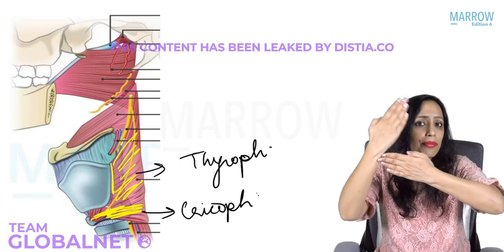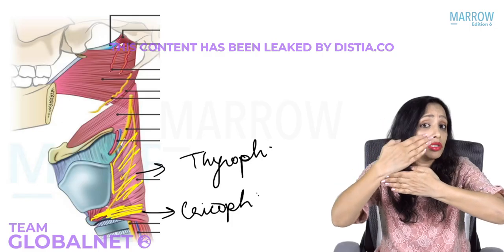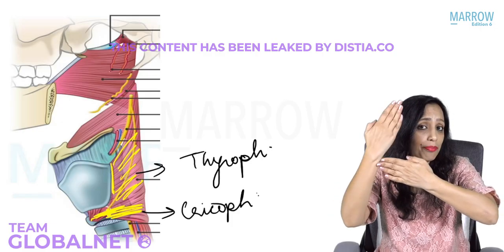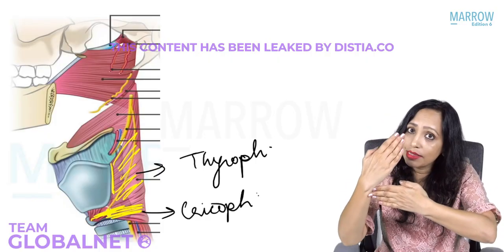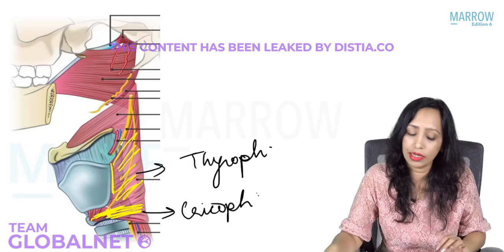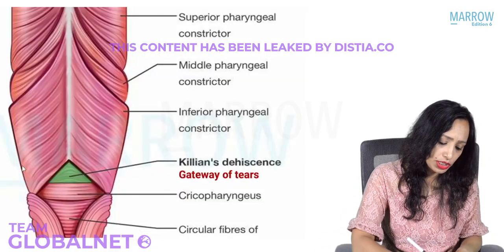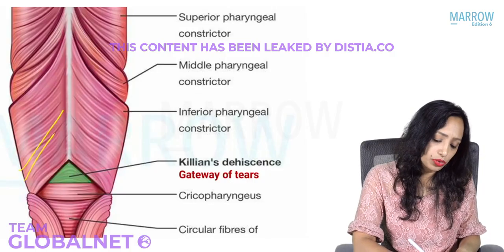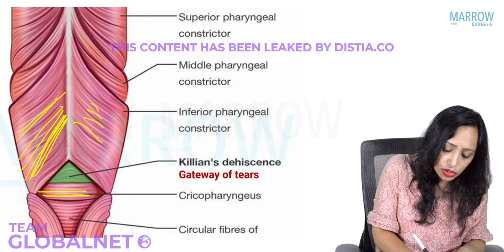Can you see this gap in between the thyropharyngeus and the cricopharyngeus? Yes, this is a very, very important area of the pharynx. This gap is what is known as Killian's dehiscence. Now quickly let us see where Killian's dehiscence is. We are seeing here that the thyropharyngeus from the thyroid anteriorly is going to the midline fibrous raphe posteriorly and the cricopharyngeus is going horizontally.